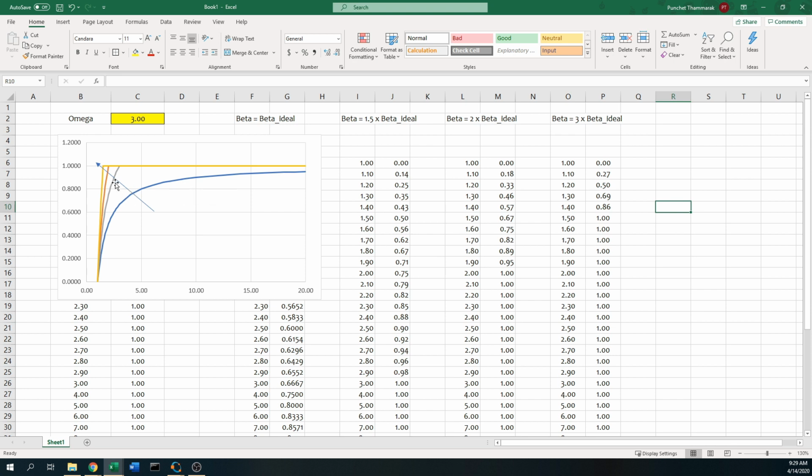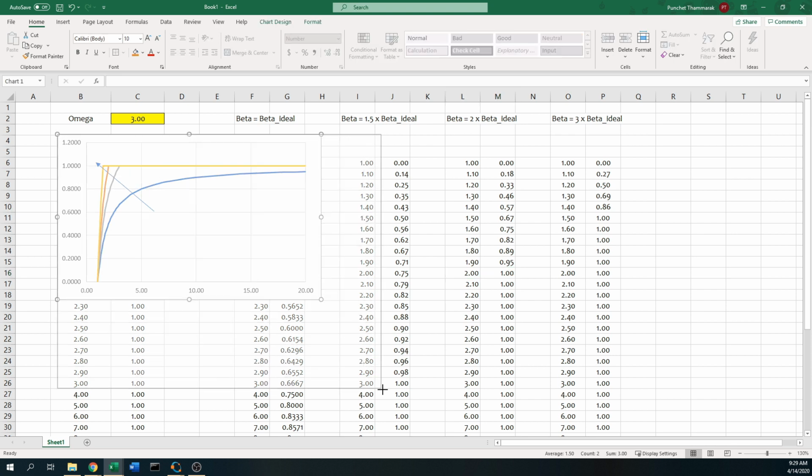But when you just increase the stiffness a little bit from just 1.0 times the beta ideal to 1.5, you get the gray line. For the gray line, you mobilize the full strength at somewhere around 3 times the initial delta, initial out-of-straightness. It looks better. When you increase the beta to 2 times the ideal brace stiffness, you need just 2 times in the orange line.